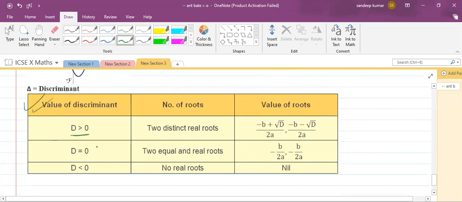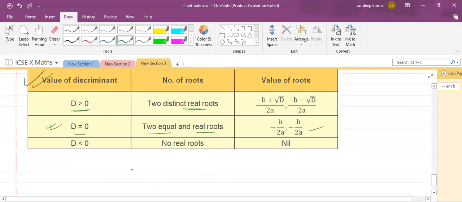If d is greater than 0, two distinct roots are there. Okay, what are the roots? Minus b plus root d by twice of a, comma, minus b minus root d by twice of a. Okay, if d is equal to 0, then two equal and real roots will be there. That is minus b by twice of a and minus b by twice of a. You can see here easily.